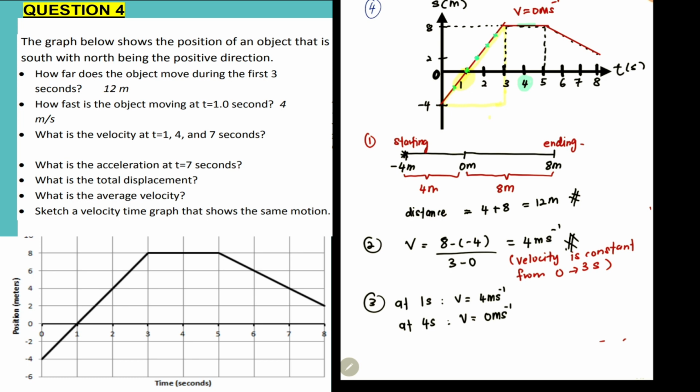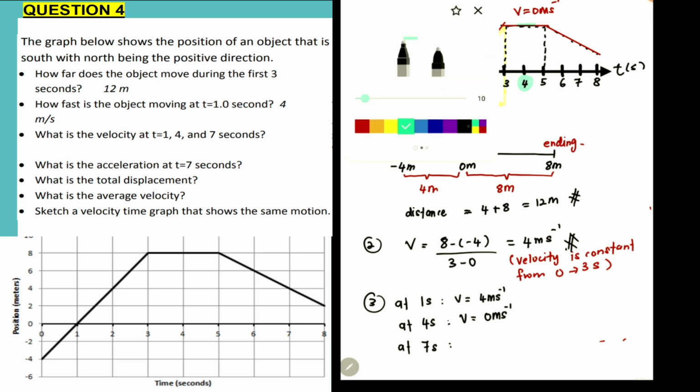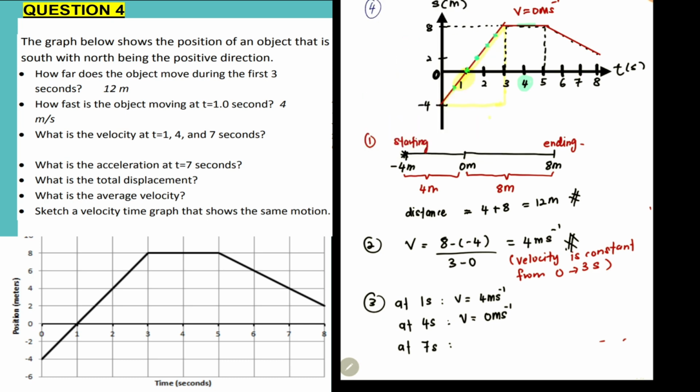And the last one, we want to answer at 7 seconds. What is the velocity at 7 seconds? At 7 seconds, we need to calculate this gradient, the purple color. So the gradient is equal to V is equal to, this is initial and this is final. Don't get it wrong. So, 2 minus 8.